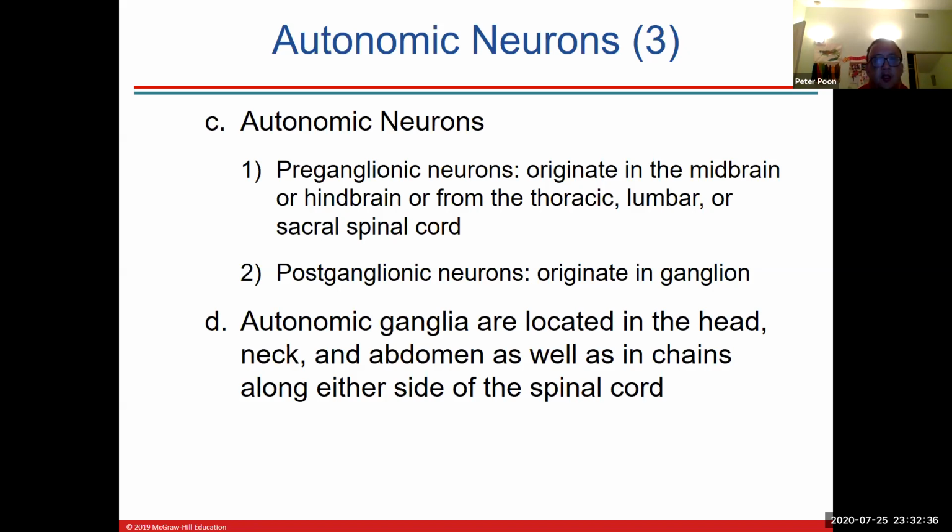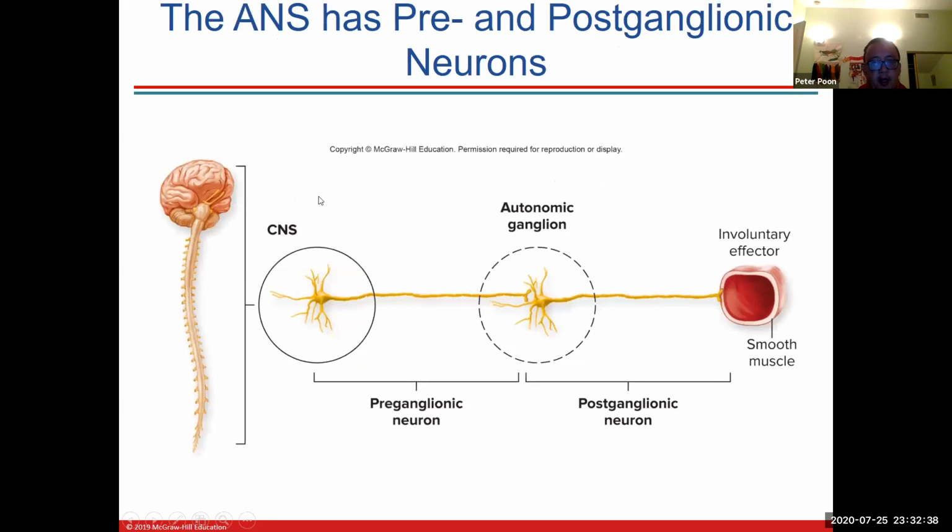So there are two neurons. For the names of the two neurons, you have a ganglion in the middle: the pre-ganglionic neuron and the post-ganglionic neuron.